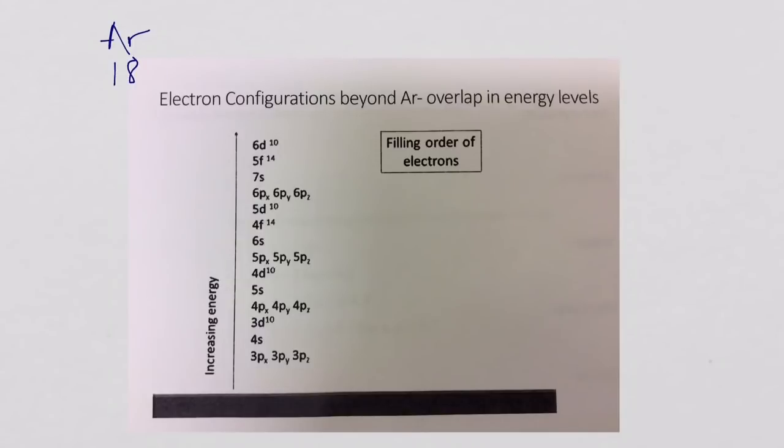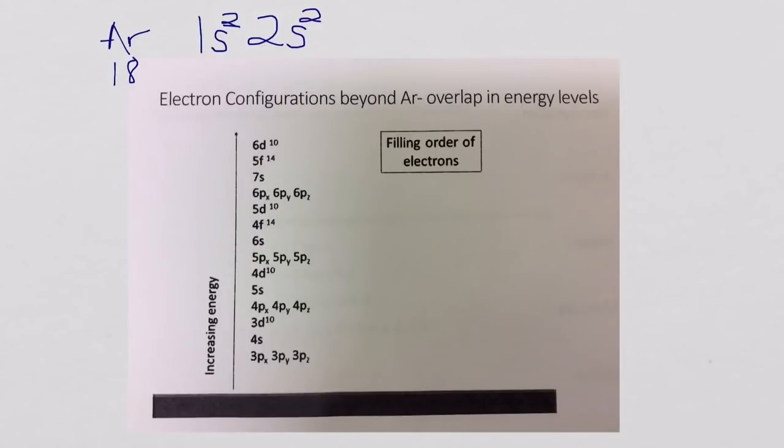Now we've learned our typical way of filling electrons. We fill from the lowest energy level out. And so what's our first energy level? 1. And what is the orbital? S. And how many does it hold? 2. So 1s2. And then that moves to the second energy level. We start with the s orbital, and we can put 2 there.